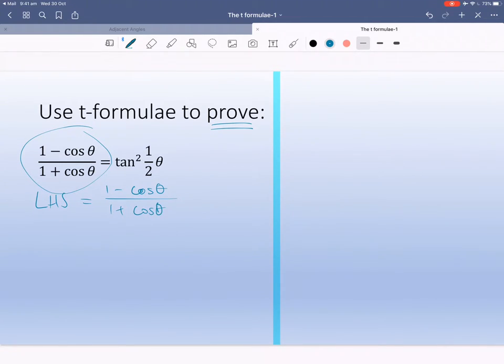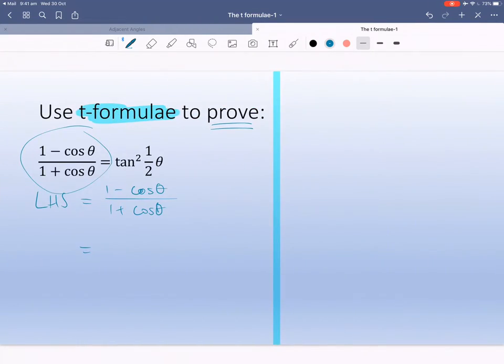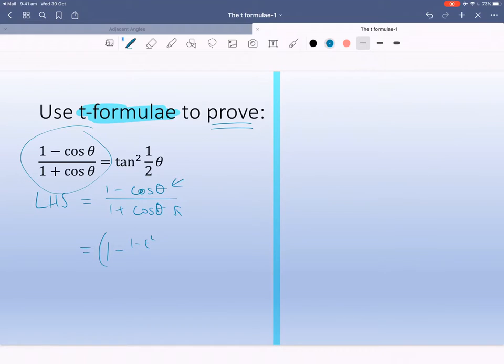Now, the question has asked me to use the t formula. So I'm going to replace cos theta with my t formula. So I'm going to go 1 minus t squared over 1 plus t squared. And what I'm also going to do is split the top and the bottom and put an old school divide by symbol. So I'm going to go 1 minus 1 minus t squared over 1 plus t squared, divided by 1 plus 1 minus t squared over 1 plus t squared.